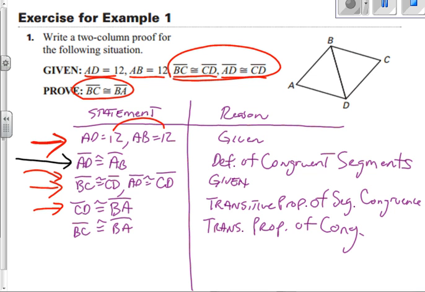All right, so I know that because of the transitive property, segment CD is congruent to segment BA. And then since CD is congruent to BA, I know that CD is congruent to BC, which is right there. And therefore, I can use the transitive property of segment congruence to state what I was actually trying to prove. All right, so let's go on. Let's see if I can do a better job on that proof there.